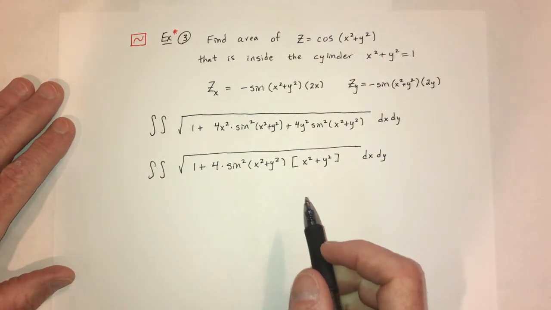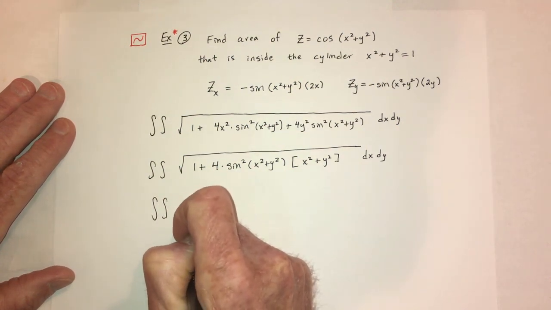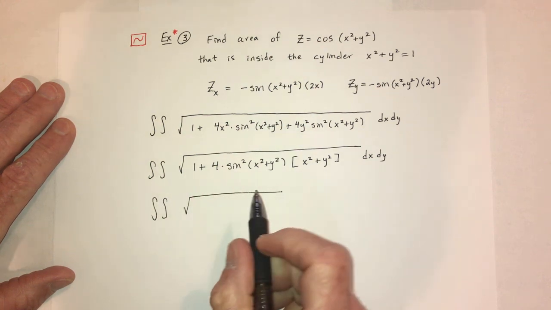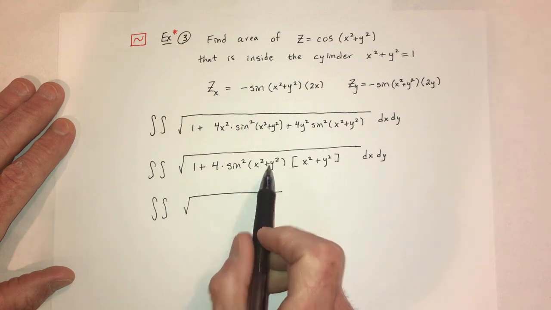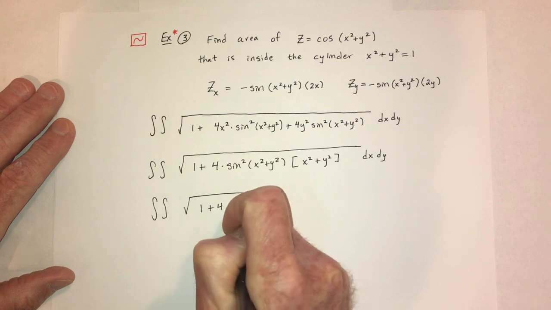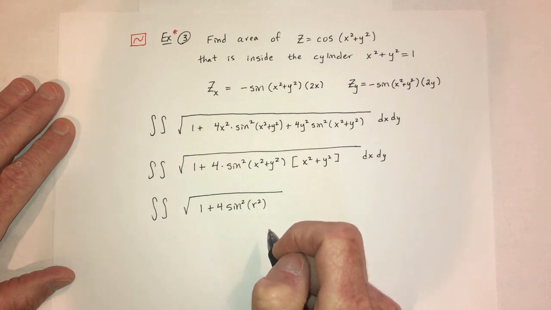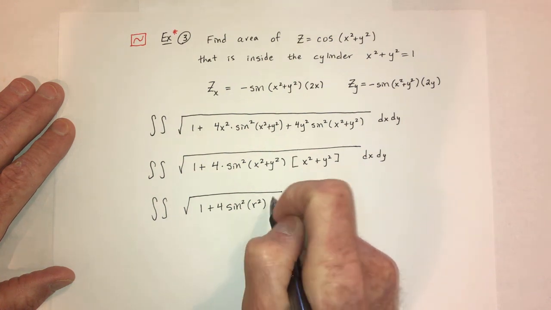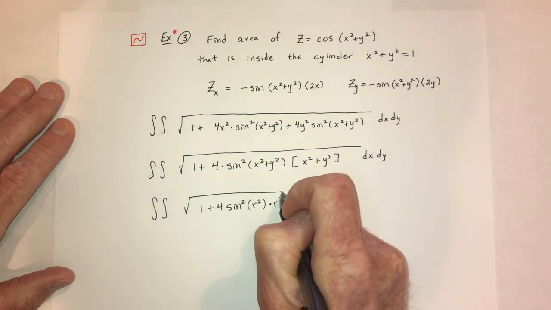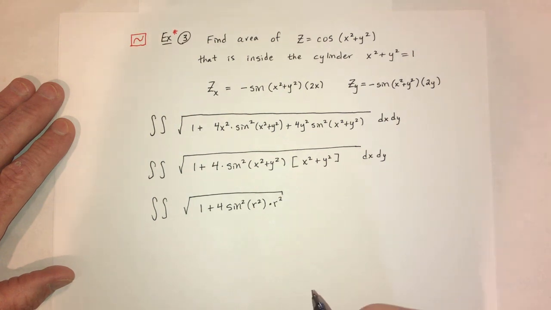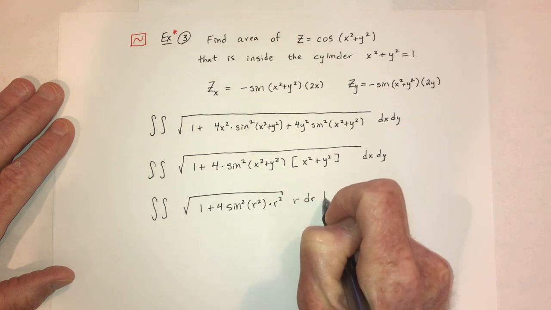And then it's a good time to change to polar. So it's going to be the square root of, so all of this stays, this right here becomes r squared. So it's going to be 1 plus 4 sine squared r squared. And then this is another r squared. And all of that is inside the radical. And then because we changed to polar, this is going to be r dr d theta.